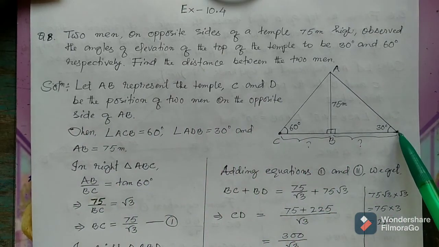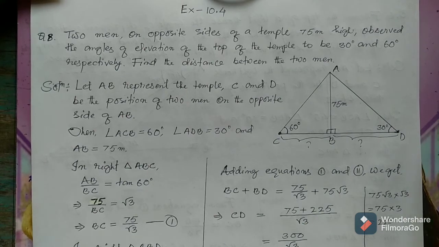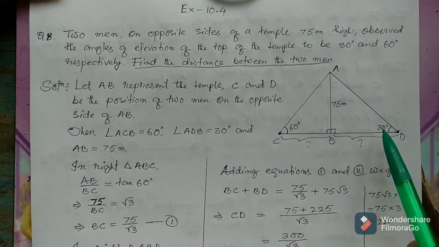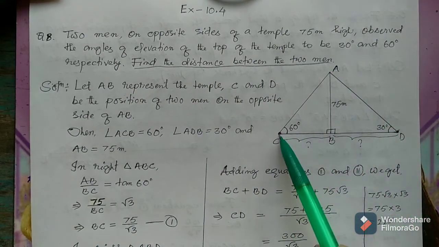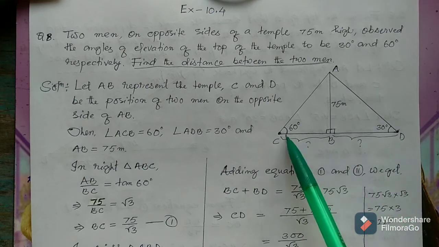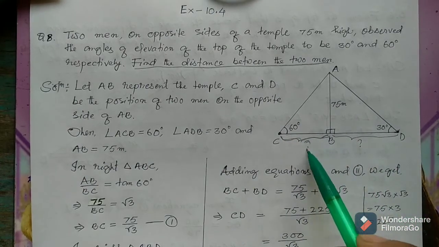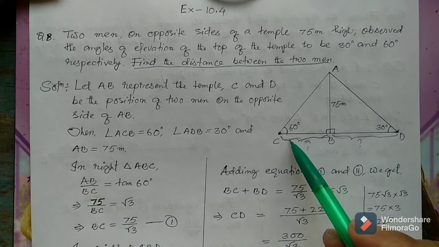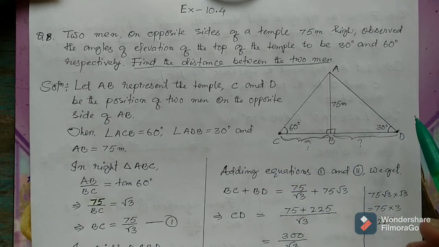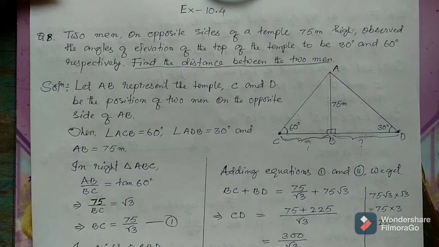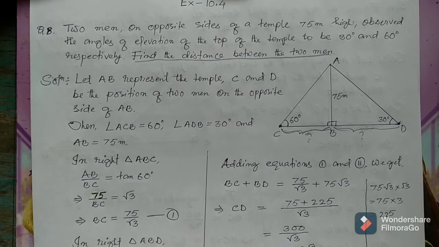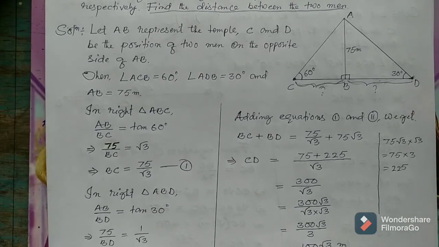C, position of one man. D, position of the second man. Now the question is, find the distance between the two men. Now if you look at the figure, C and D are the position of two men, so their distance is CD. To find CD, we should know BC and also BD. If you have the length BC and BD, adding them together we get CD, which gives the distance between two men. So it's just like what you have seen in the first question. Here too, we will consider two right triangles, and from two right triangles we'll try to get two equations.